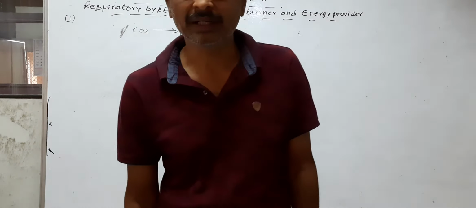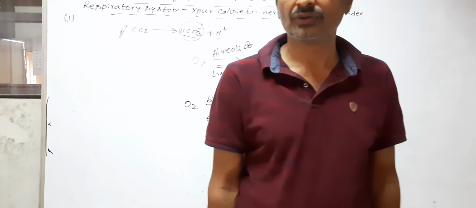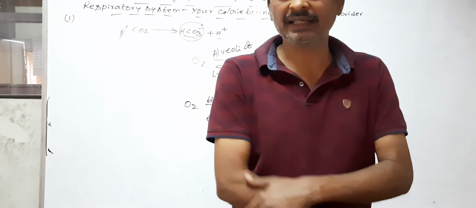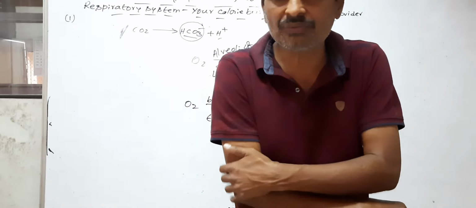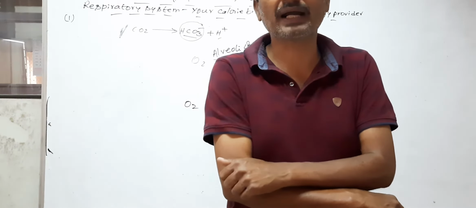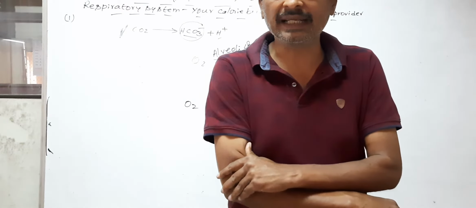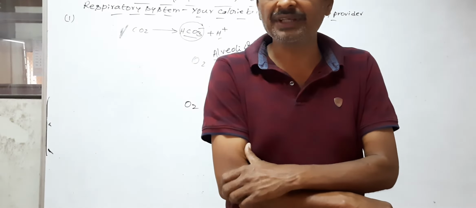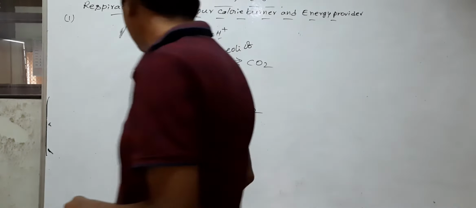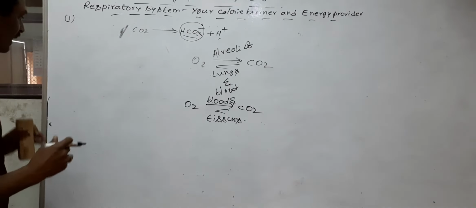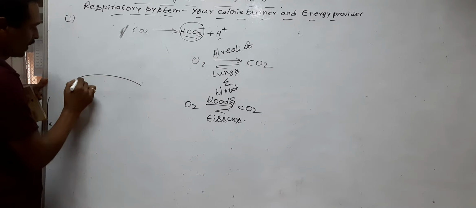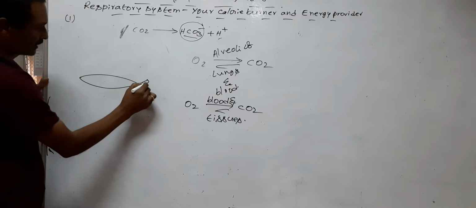Next, in gill breathing animals, the direction of flow of blood in the gills and the direction of flow of water are in counter current flow mechanism. It is for efficient oxygenation of blood. Gill breathing organisms, example, fish.